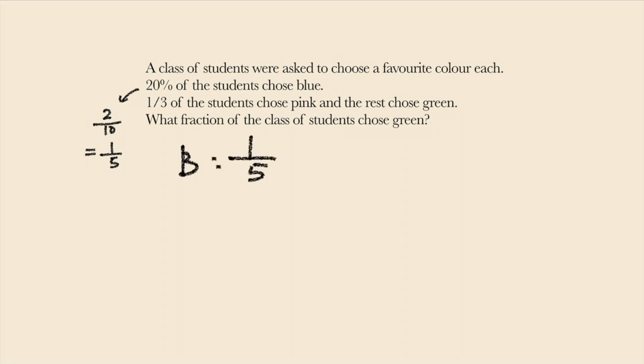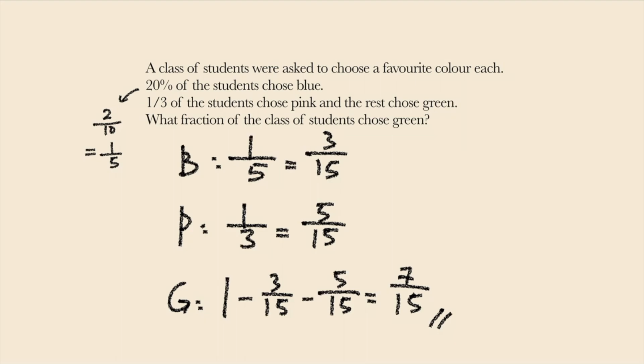1/3 chose pink. So straight away we realize that the total number of students should not be 5 and 3, it should be 15 units. So there's a third color, which means we can take one whole, which is 15 out of 15, minus the blues, minus the pinks, and then we get the greens, and the question asks for the fraction, and that's the answer.